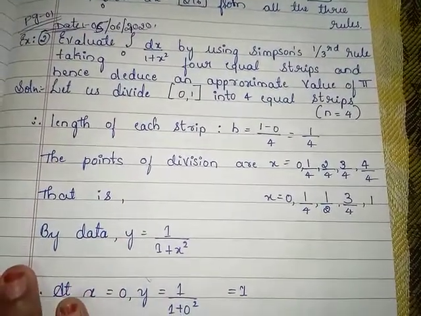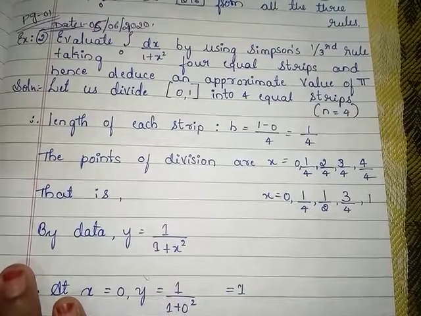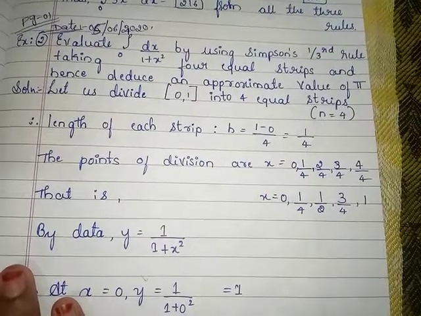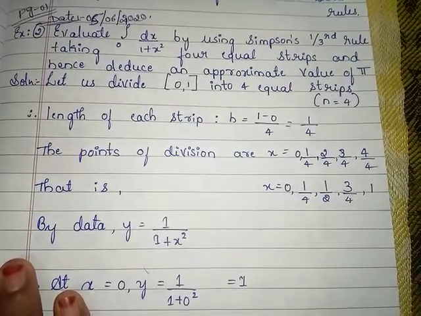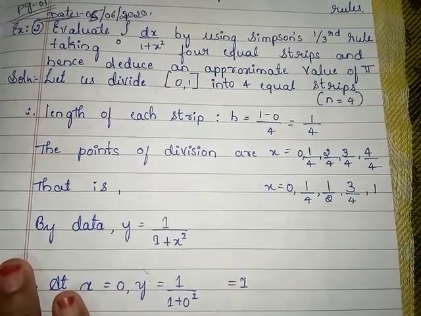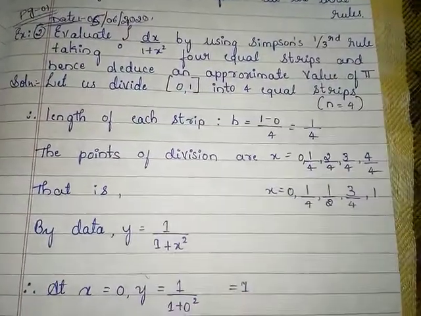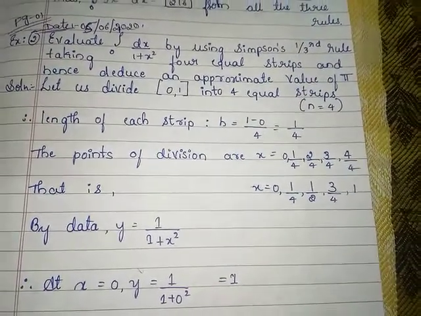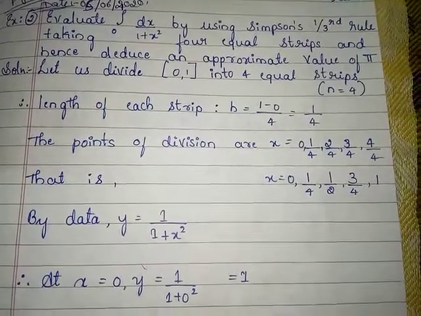Solution: let us divide 0, 1 into 4 equal strips. Means we have to divide the given interval 0, 1 into 4 equal intervals, so the value of n is 4 here. Therefore the length of each strip is h equal to b minus a divided by n. Here our interval is 0, 1, b value is 1 and a value is 0, n value is 4. Therefore 1 minus 0 divided by 4, h value is 1 by 4.